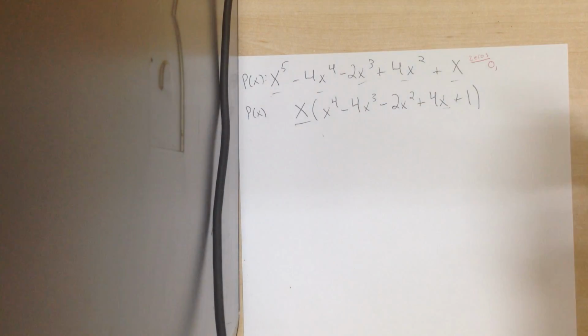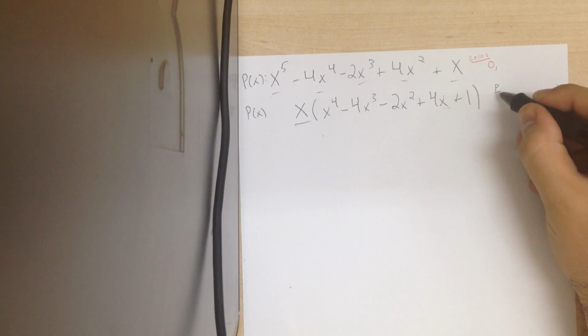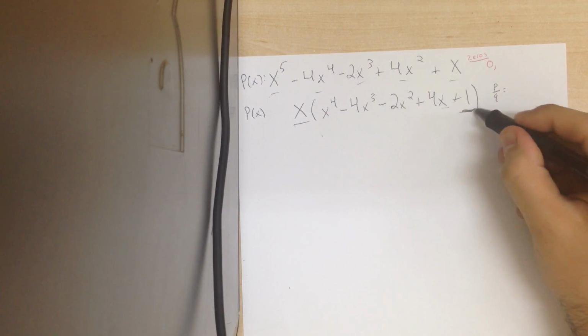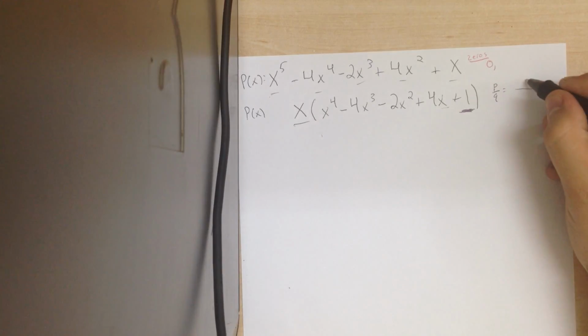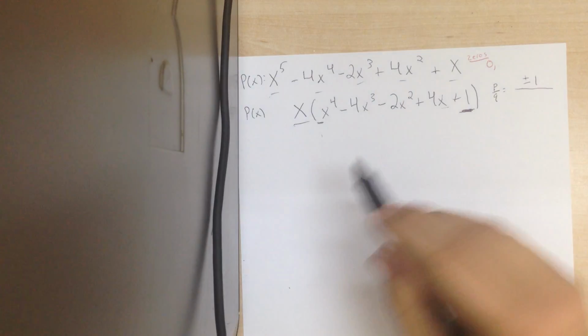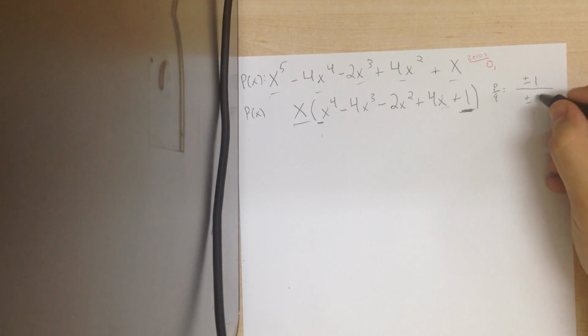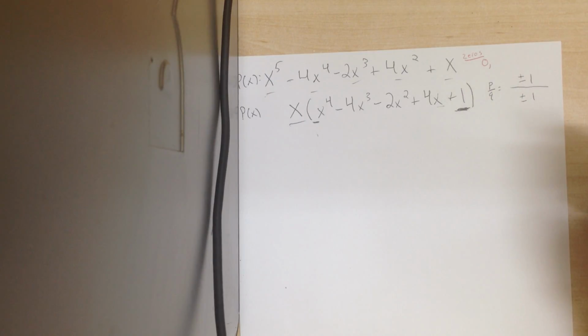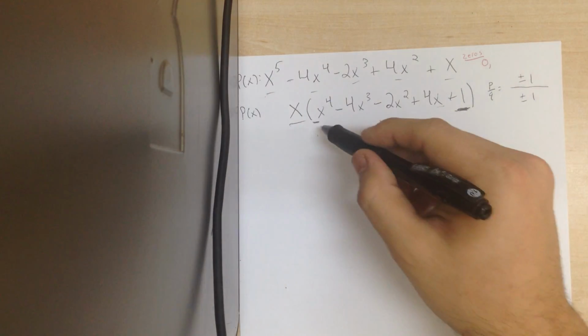So my possible roots are in the form p over q, where p is all the factors of the constant. So it's actually only plus or minus 1. And q is going to be all the factors of this leading coefficient, so plus or minus 1. So my possible rational roots are actually just 1 and negative 1 at this point.